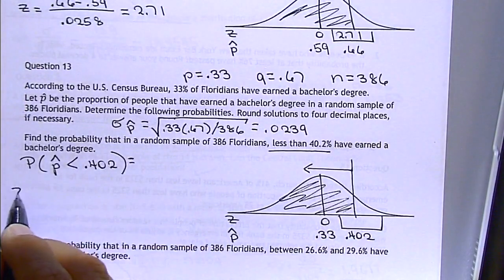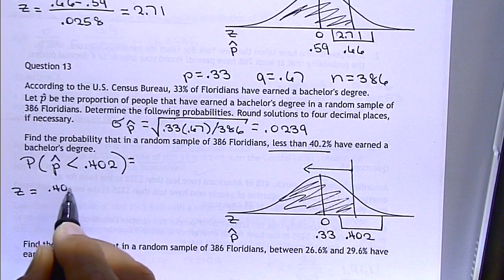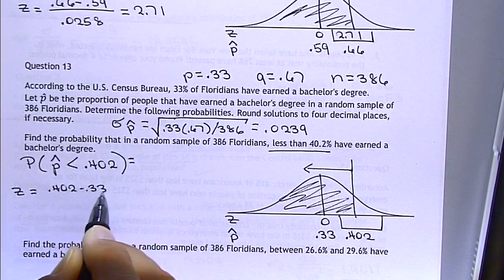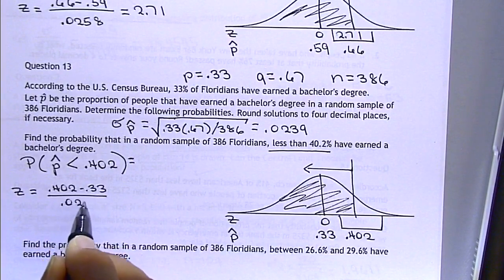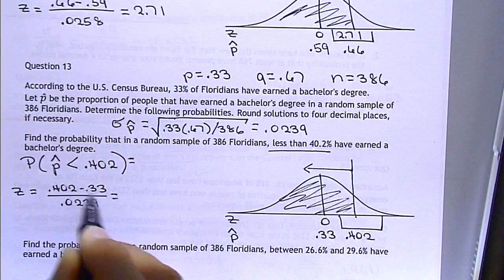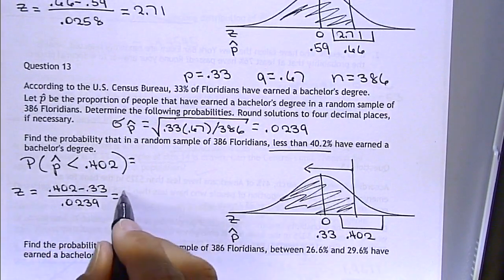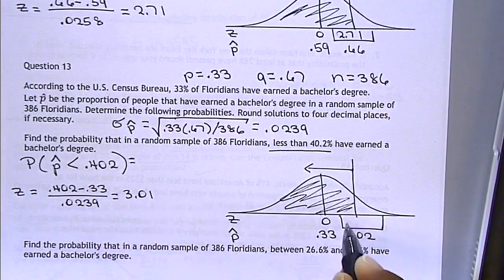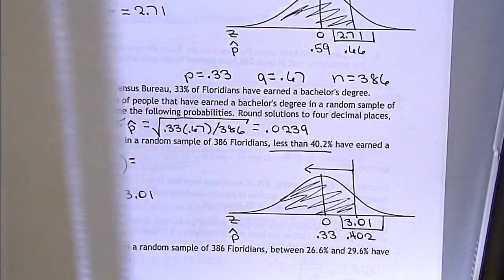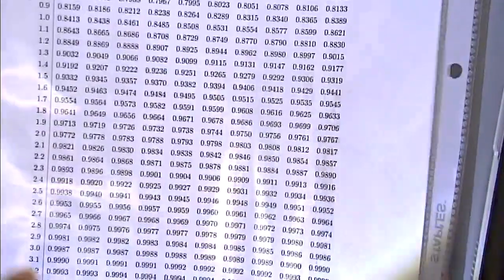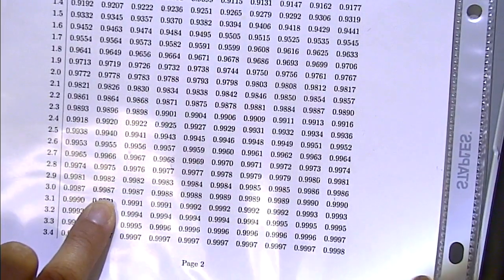So I'm going to go Z is equal to 0.402 minus 0.33 divided by, what is it, 0.0239. Okay, 0.0239, I got 3.01. So I can look that up easily, and that gives me my answer. Positive side of the table, 3.01 looks like 0.9987.